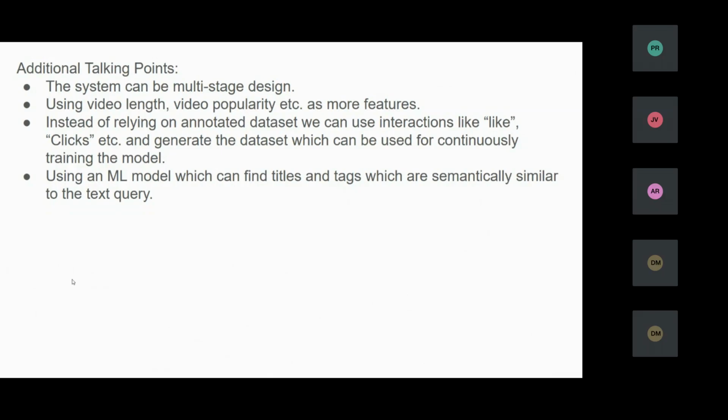Instead of relying on annotated datasets, we can use interactions like likes and clicks, etc., and generate the dataset which can be used for continuously training the model. And the fourth point is using an ML model which can find titles and tags which are semantically similar to the text query. So one whole different ML model should be used which can find titles and tags rather than using the embeddings alone.